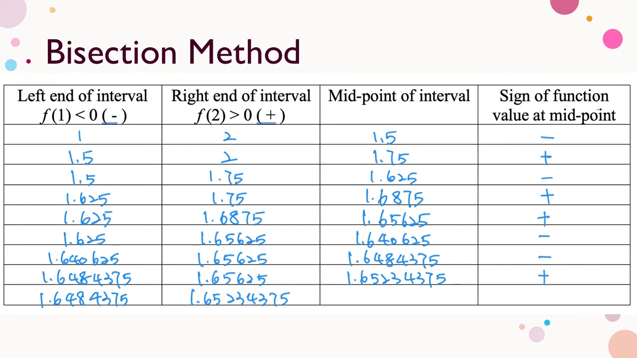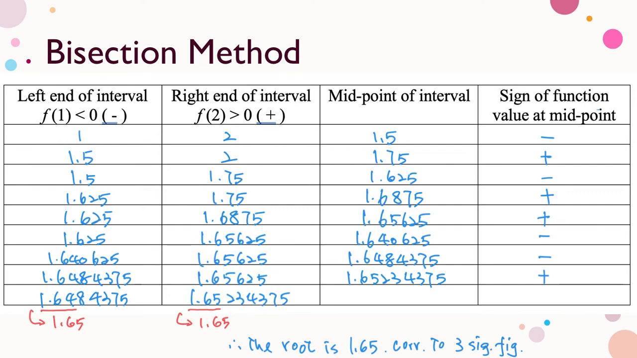Now, both endpoints give 1.65 when rounding off to 3 significant figures. That is, the root is 1.65 correct to 3 significant figures.